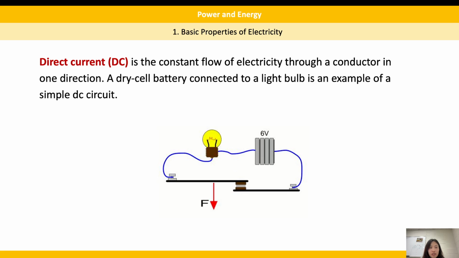And in the last video we introduced direct current. Direct current is a constant flow of electricity through a conductor in one direction. A dry cell battery connected to a light bulb is an example of a simple direct current circuit. So direct current means one direction. Let's see what's new in this class for the type of current.